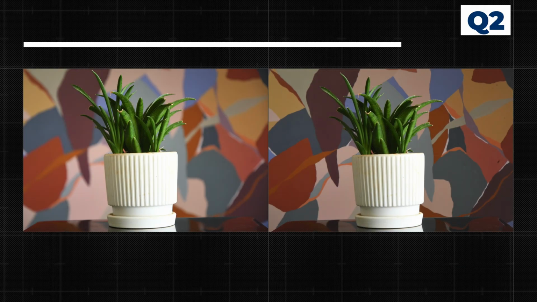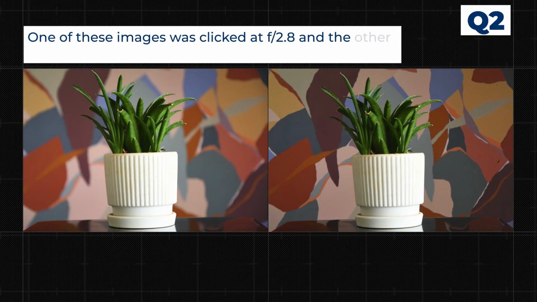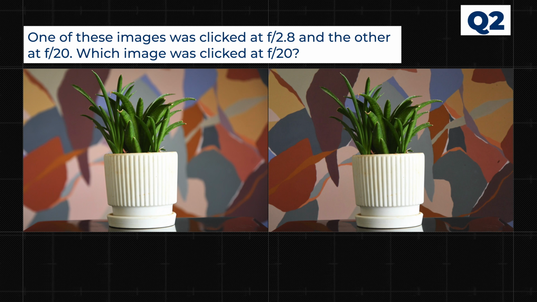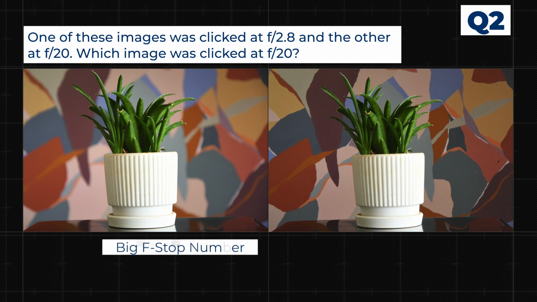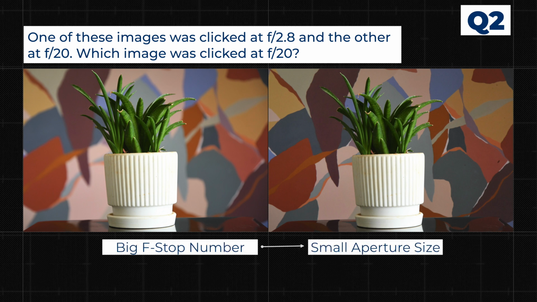Question number 2. One of these images was clicked at f3.8 and the other at f20. Which image was clicked at f20? Now let's first determine the size of the aperture. Less is more, which means more the f-stop number, smaller is the size.